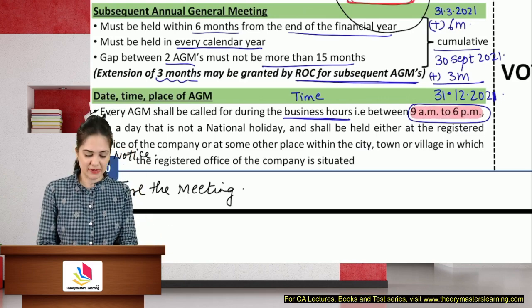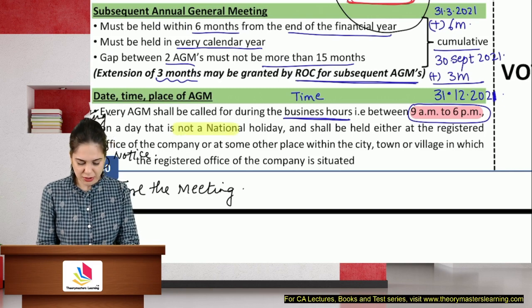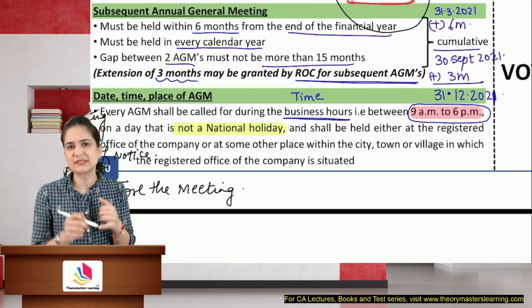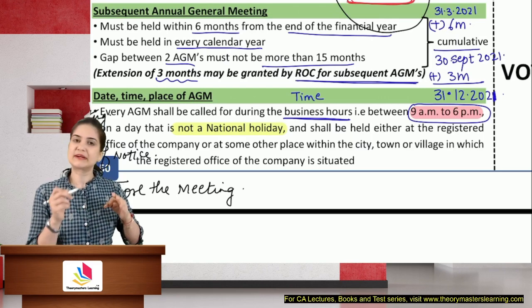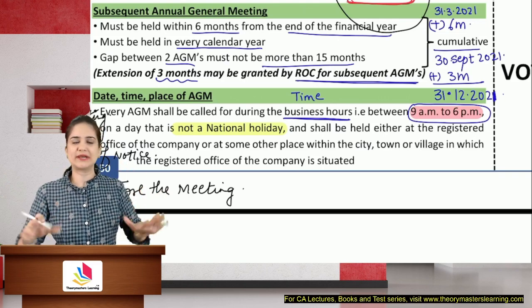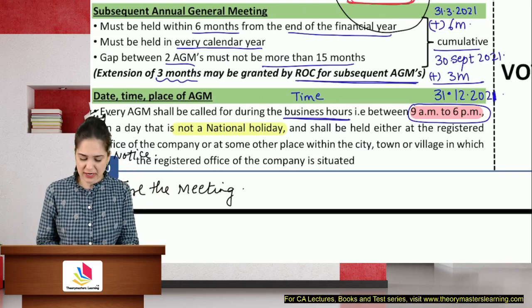On which day? It should be held on a day that is not a national holiday. Now, national holiday will include 15th August, that is the Independence Day, 26th January, Republic Day, and 2nd October, Gandhi Jayanti. Apart from these 3 days, you can hold AGM on any day. You can even hold it on Sunday.